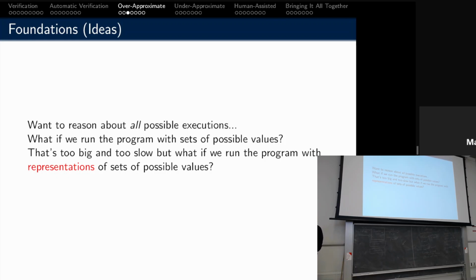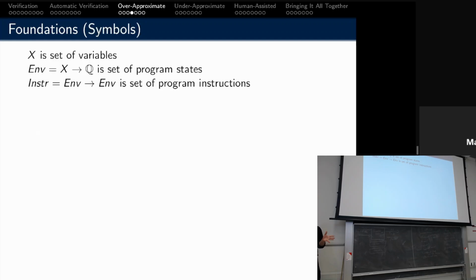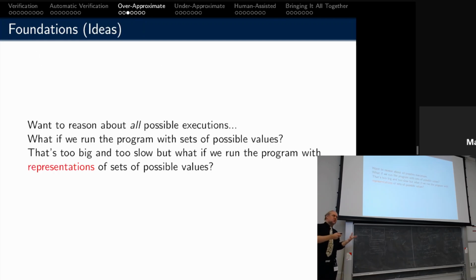So what if instead of running it with the set of all possible states, we ran it with a representation of the set of all possible states? This switch from it's a set to it's a representation of a set is the classic opening move of abstract interpretation. So I'm now going to fill a slide with some maths. Essentially, all we are doing is saying we'd like to talk about a set, it's too big, let's talk about a representation of a set instead.